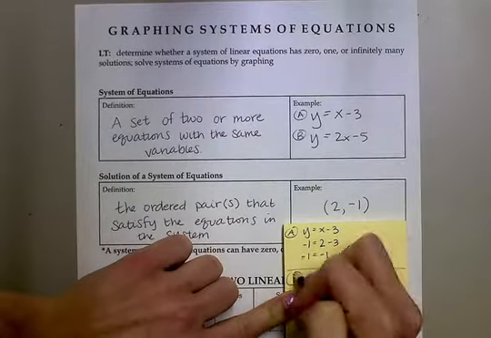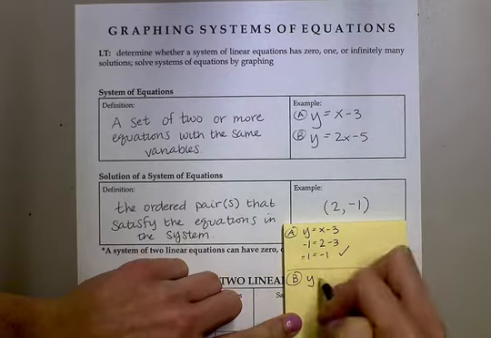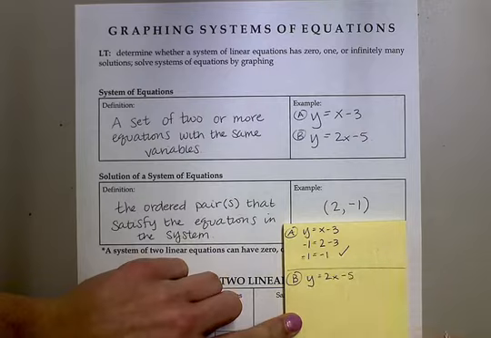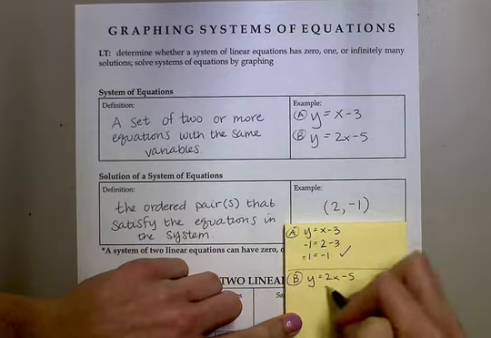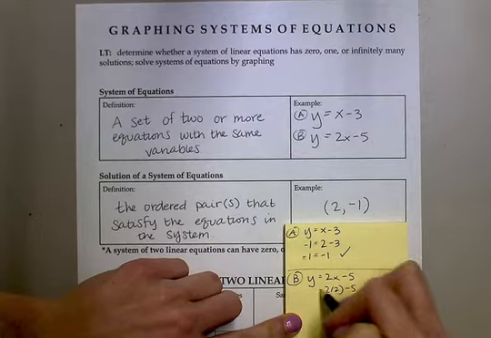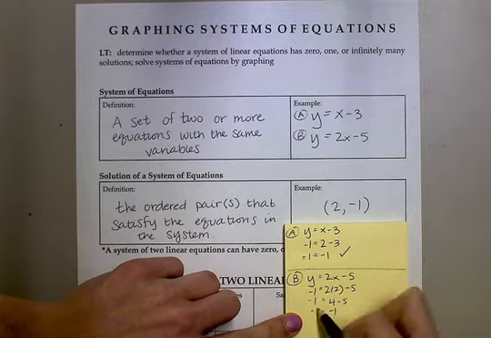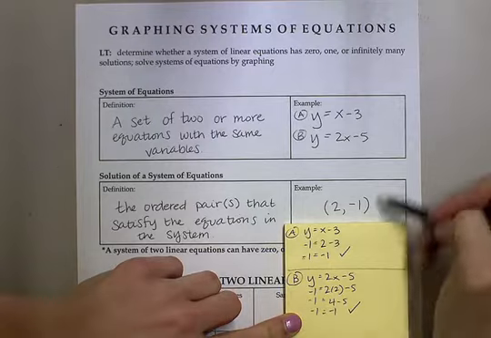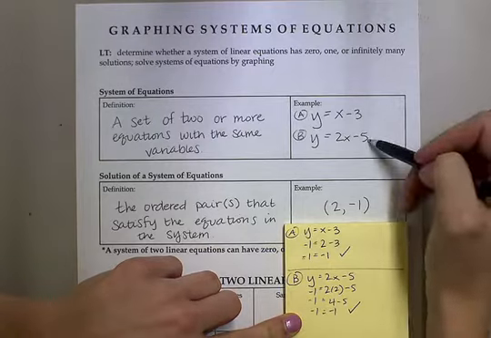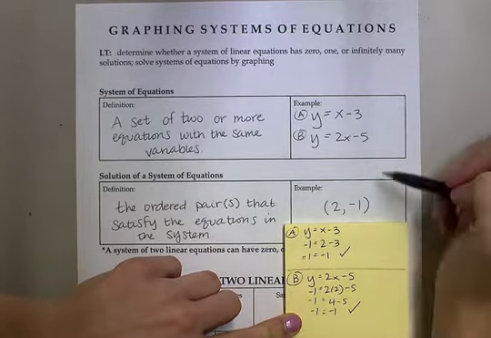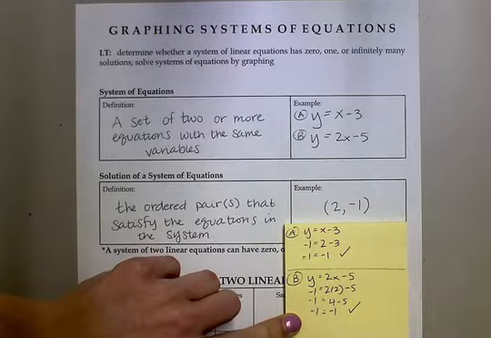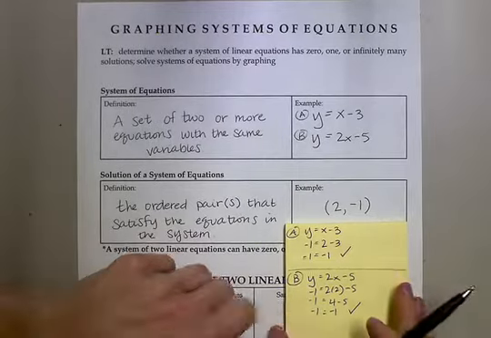Let's try the second equation. Let's verify. Our second equation was y equals 2x minus 5. Let's put in our point. Well, 2 is our x-coordinate, and negative 1 is our y-coordinate. Let's simplify. 2 times 2 is 4. 4 minus 5 is negative 1, and negative 1 does equal negative 1, so this is also a true statement, and we know that this point is a solution for this equation as well. Since this point is the solution for both equations, we know that this point is the solution to the system of equations.